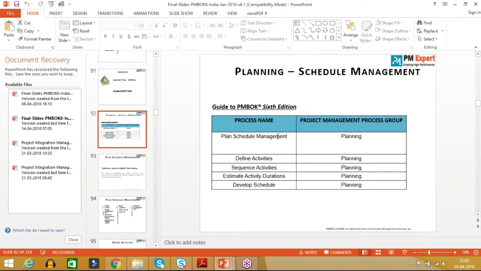Now I'm just repeating it again as I repeated in the scope management plan. The schedule management plan is only an approach or a procedure. It does not contain any data, right?